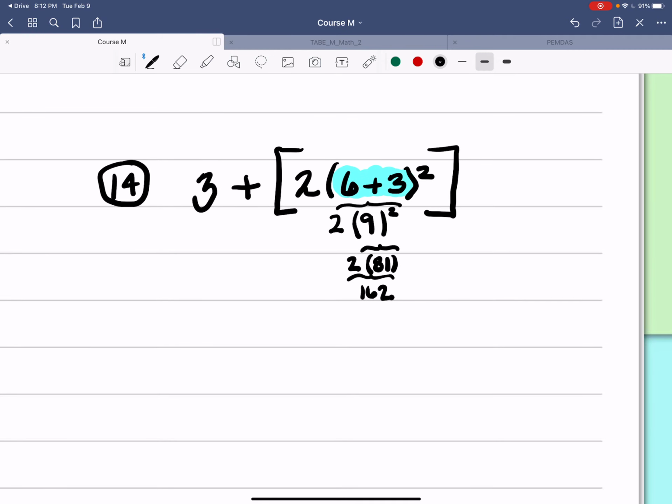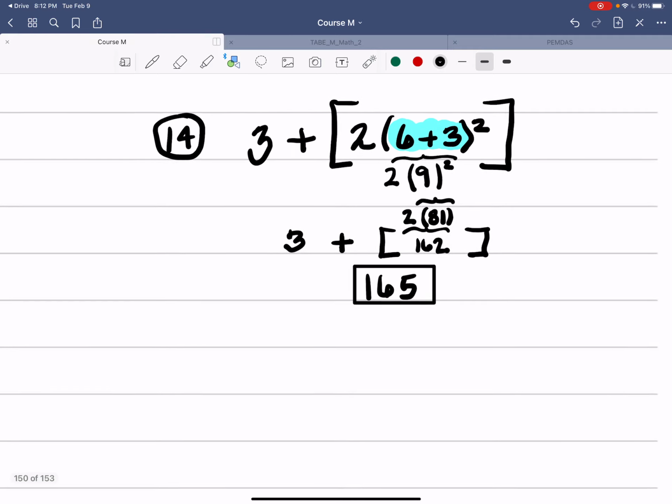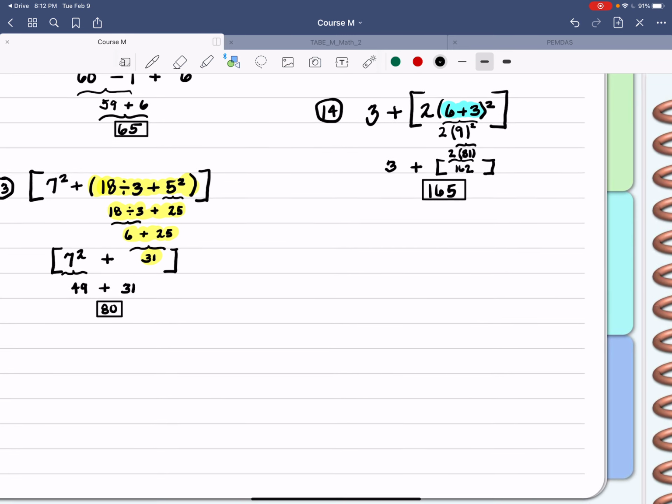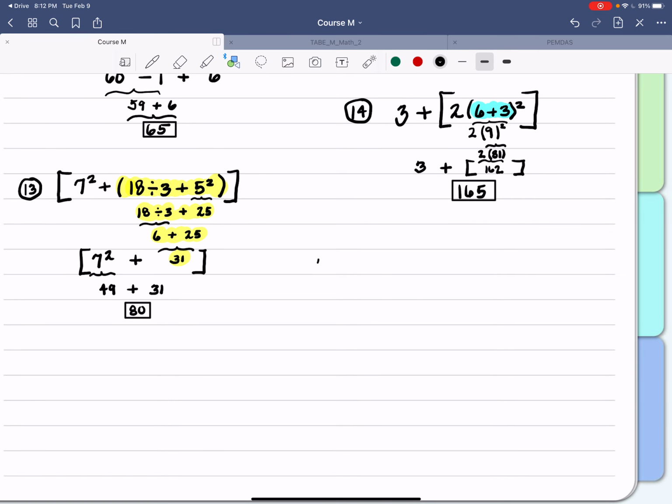And we still have the brackets. That's okay. You really wouldn't have to put the brackets because there's nothing in them but the 162. So 162 plus 3, got it, 165. Oh, finally we get a root. All right, number 15.